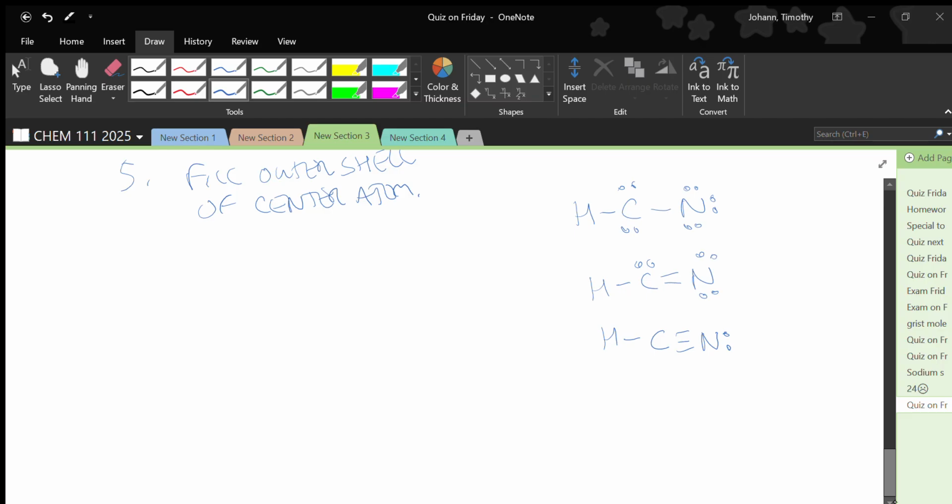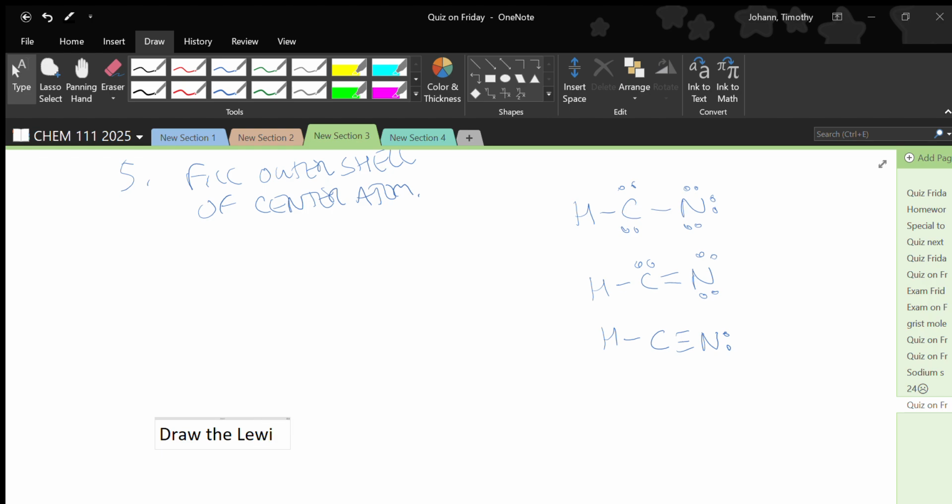Questions? Okay, and then our next step would be to do formal charges. We're not going to do that yet. Let's practice this first before we worry about formal charges. Go ahead and let's draw the Lewis dot structure for, let's do phosphorus trifluoride. Whoops.